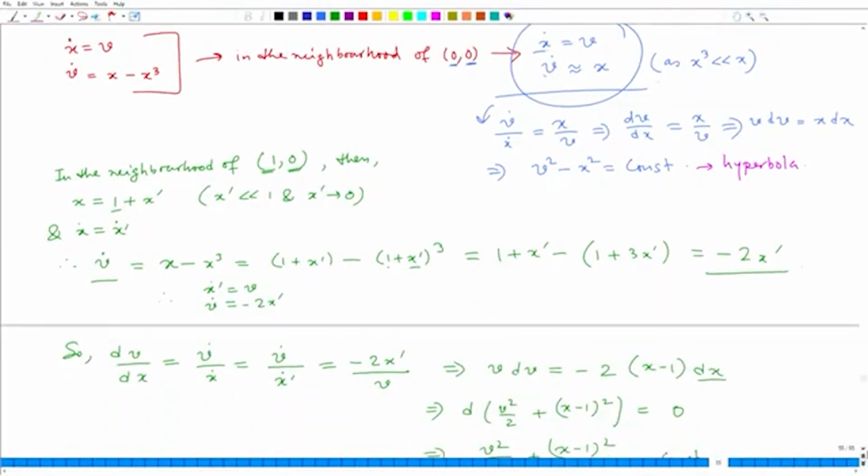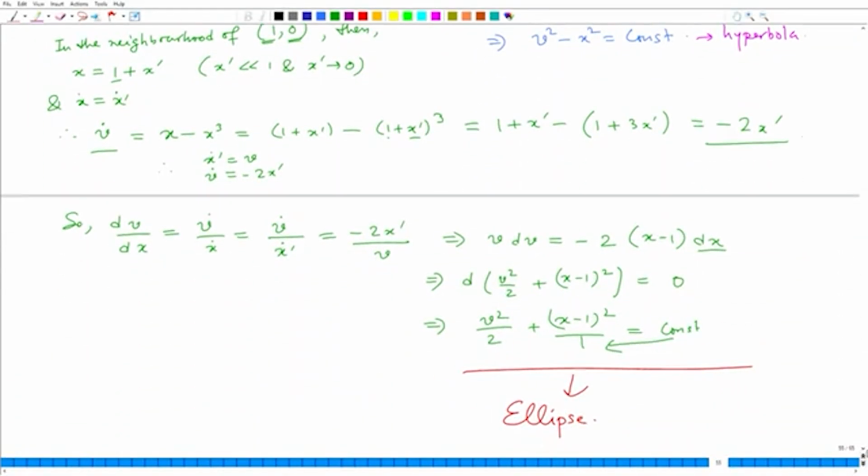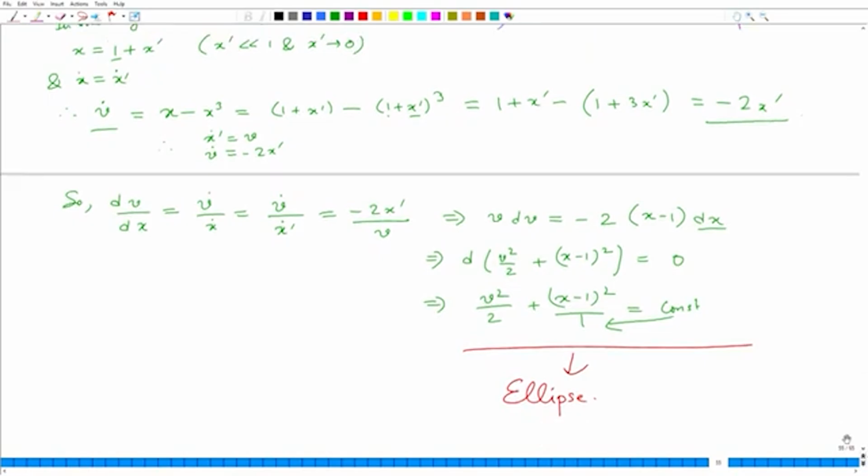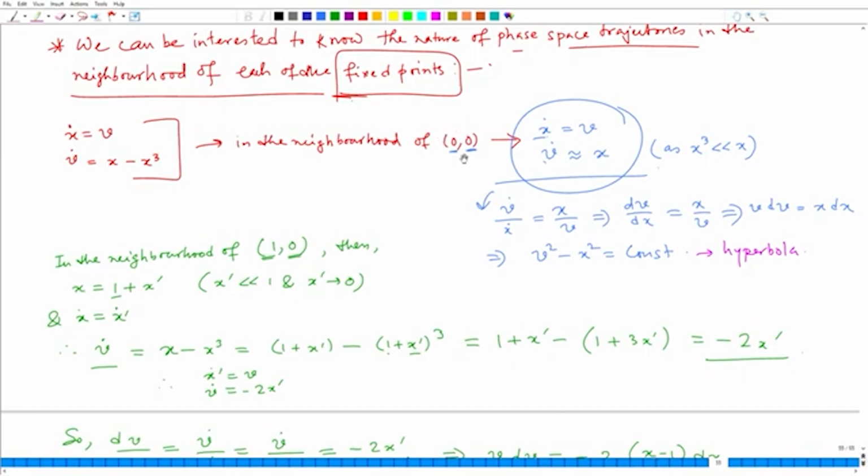So, you remember that if you now do a very small perturbation with respect to the fixed point (0, 0), basically we linearize the system and we said that the perturbation is very small. So, x dot is equal to v, and v dot is approximately equal to x, because x cube is now negligible with respect to x, as x is a very small quantity. And then we found that the phase space trajectory of v and x, actually the phase space trajectory for the motion of the particle, is given by a class of hyperbolae.